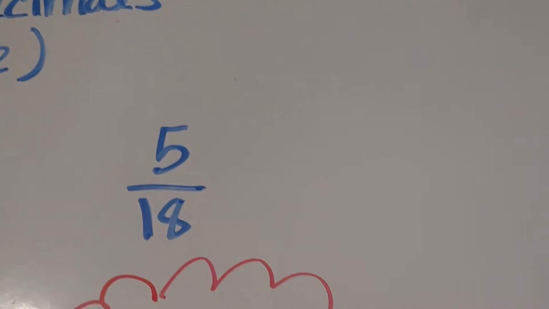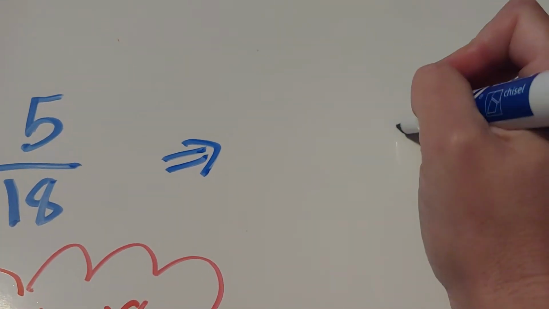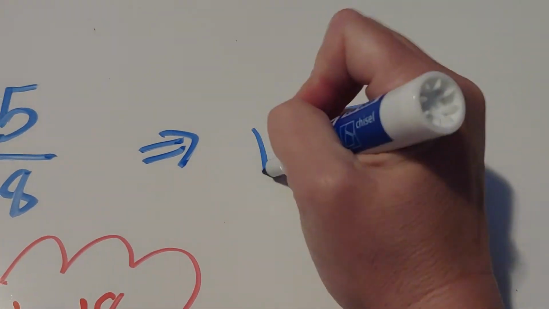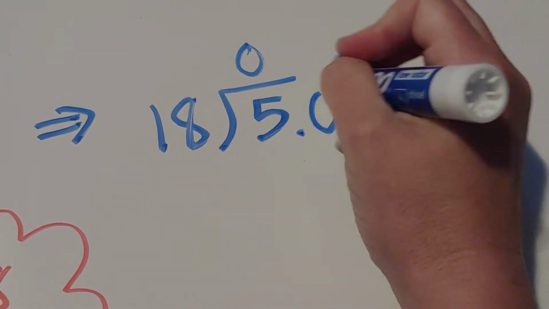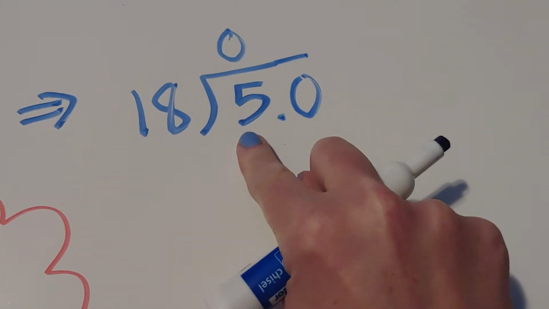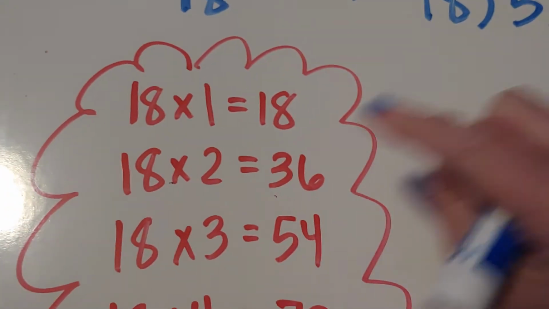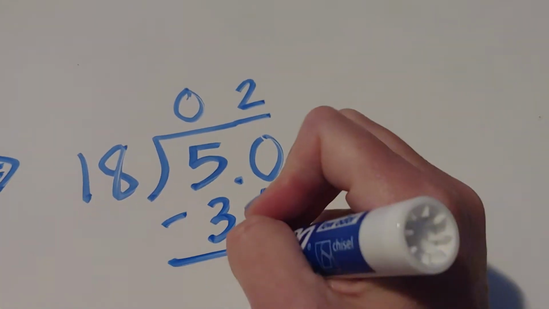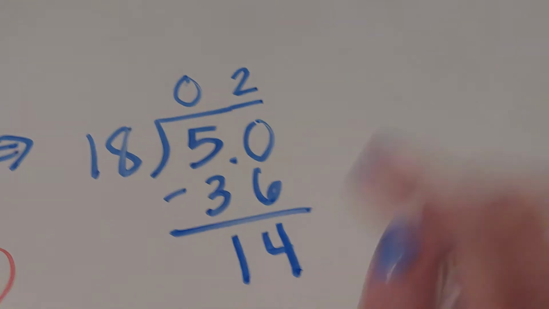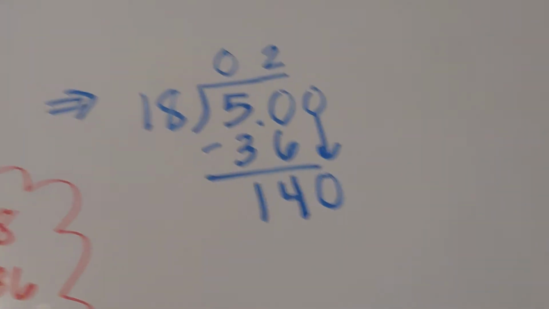This one is 5/18. So again, to start this one, I would put 5 in, 18 out. It goes in 0 times, so I have to start with the decimal and 0. And I want to read this as 50. 18 goes into 50 how many times? And the closest is 2 times at 36. Subtract down. I don't have a 0, so I have to add another 0 and keep going.